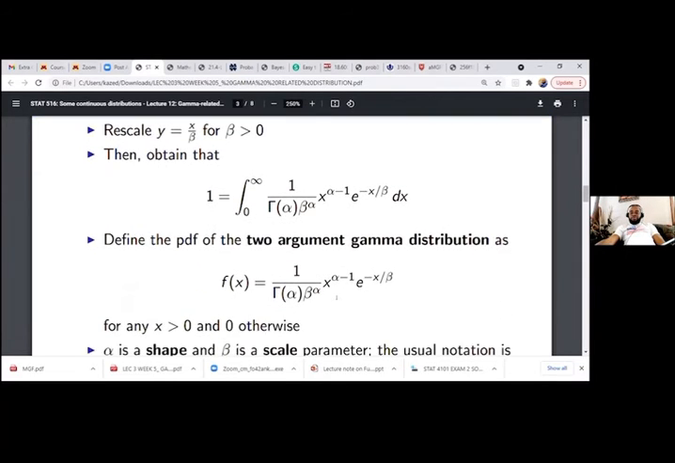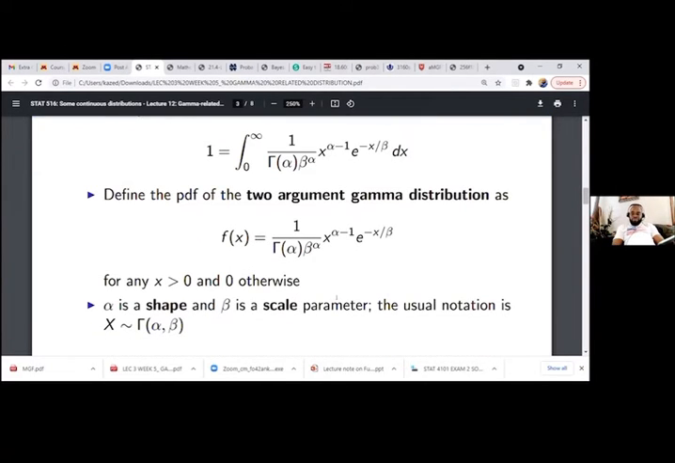Now, we have a new distribution in place. This is the gamma distribution. The gamma distribution is a very good distribution for waiting time as well. Just like Weibull, just like exponential, the gamma distribution is also a very, very useful probability distribution in statistics. This is a probabilistic expression of the gamma distribution.